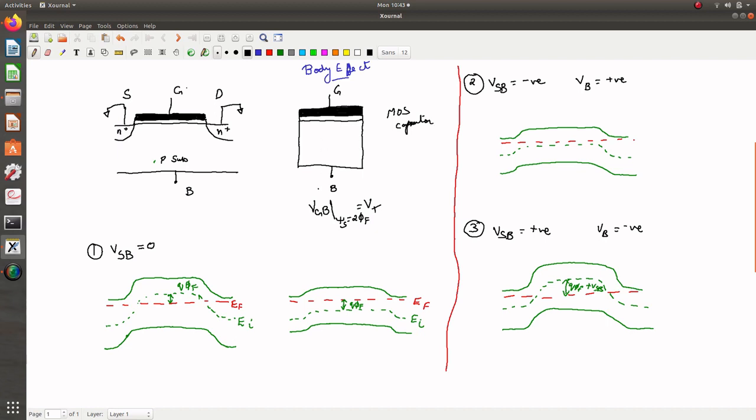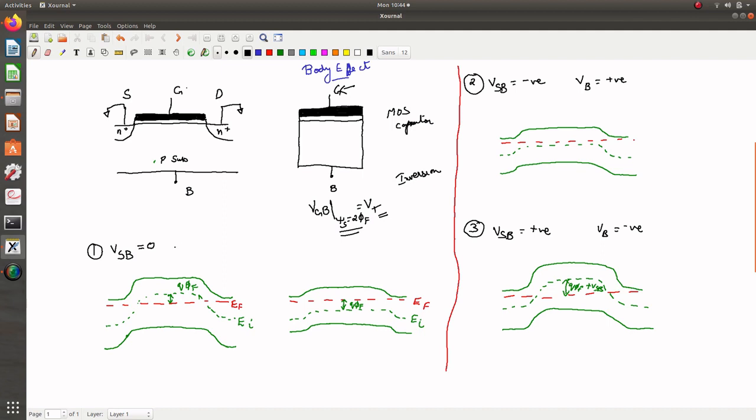If you remember, we had defined a term, threshold voltage, which is the voltage that has to be applied at the gate so that inversion happens at the channel. Mathematically, VGB, the gate voltage, becomes the threshold voltage when we are having inversion. In order to have inversion, psi s should be equal to 2 phi f.